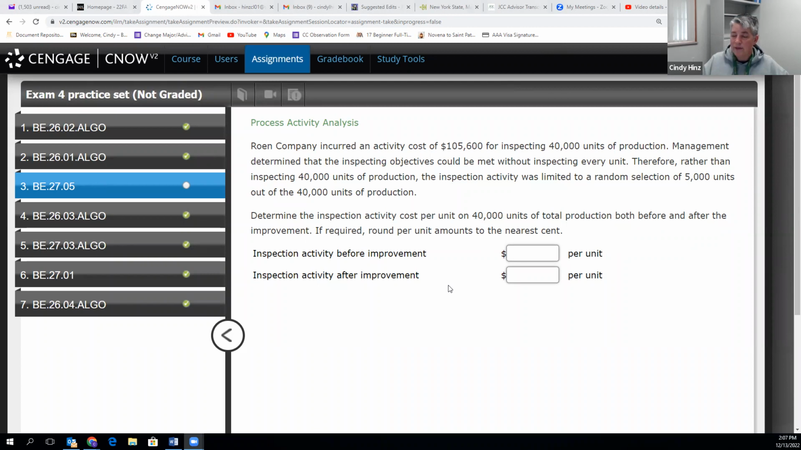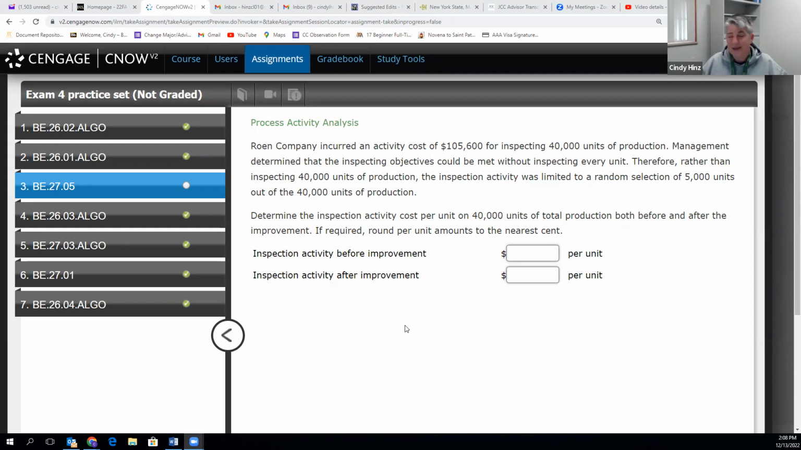Rowan Company incurred an activity cost of $105,600 for inspecting 40,000 units of production. Management determined that the inspecting objectives could be met without inspecting every unit. Therefore, rather than inspecting 40,000 units of production, the inspection activity was limited to a random selection of 5,000 units of those 40,000 units of production. Determine the inspection activity cost per unit on 40,000 units of total production both before and after the improvement. If required, round per unit amounts to the nearest cent.